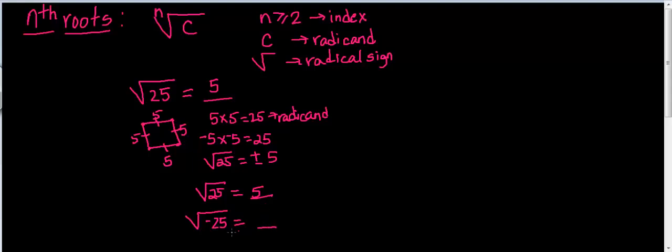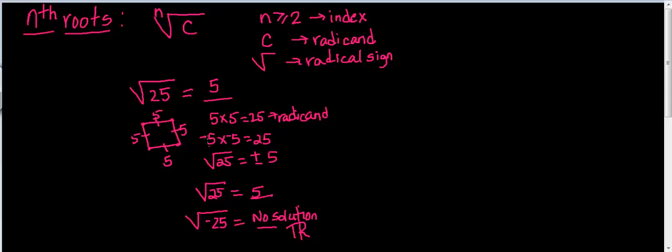So this is no solution. This is no solution in the real number system. This doesn't exist. The solution to this problem does not exist in the real number system because I don't have two numbers that I can multiply to get negative 25, and the two numbers have to be exactly the same numbers like we have here, 5 and 5 or negative 5 and negative 5. I can't do negative 5 times 5. They're not the same number. I have to multiply the same two numbers together. So this would not exist.